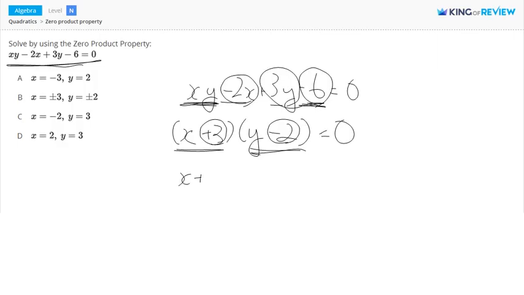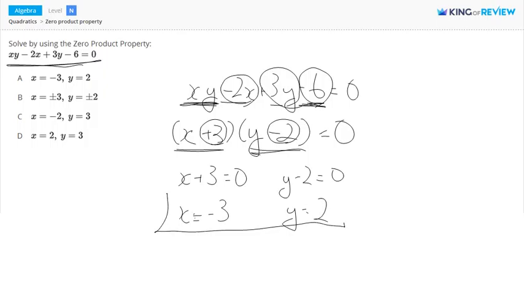And we know that x plus 3 is equal to 0 when x is equal to negative 3. And y minus 2 is equal to 0 when y is equal to 2. And so this is our answer. Which means that option A is our answer.